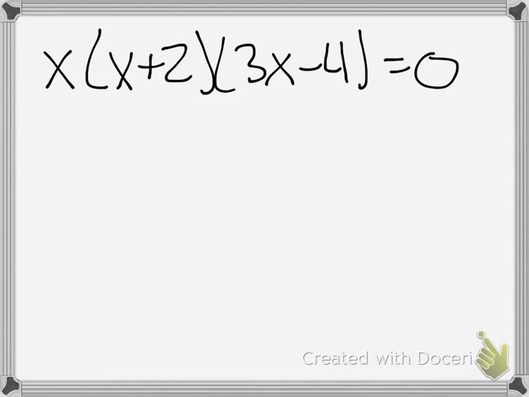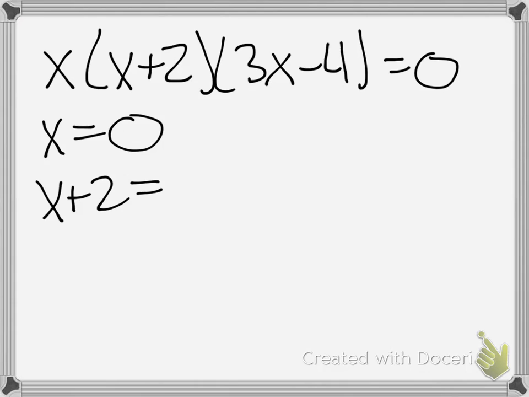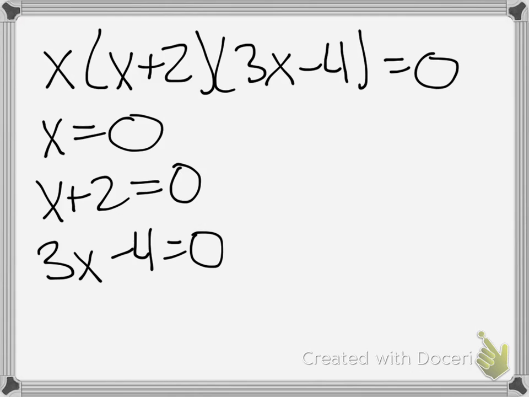Okay. My zero factor property applies here too. I have three things multiplied together and getting 0. One of them's got to be 0. So I have three options here. x is 0, x plus 2 is 0, 3x minus 4 is 0. Those are my three choices.